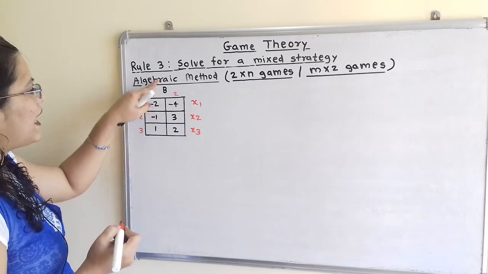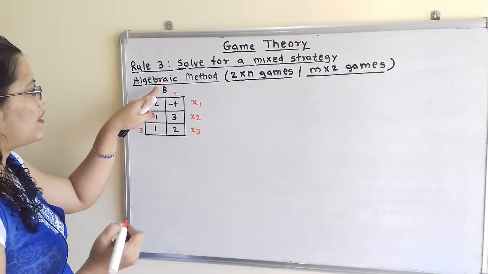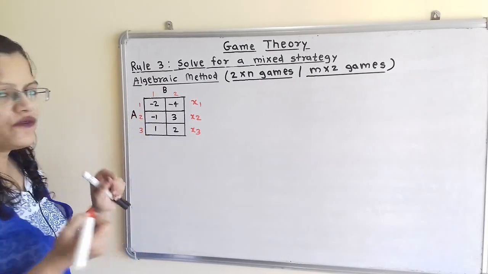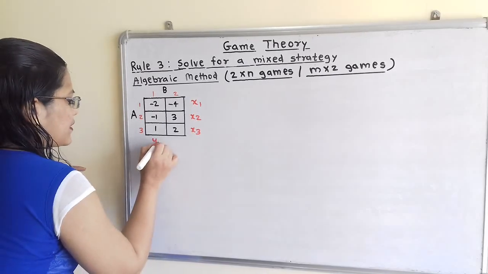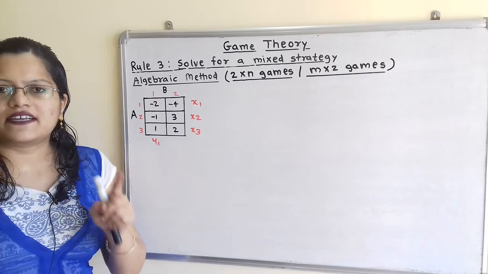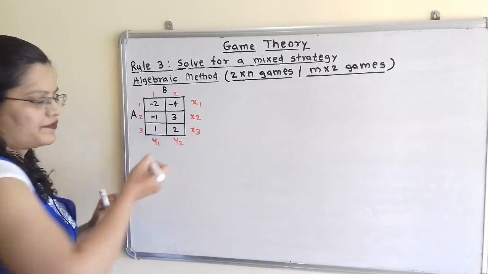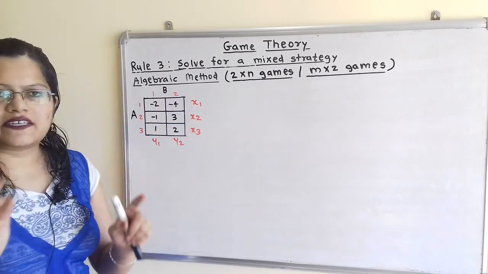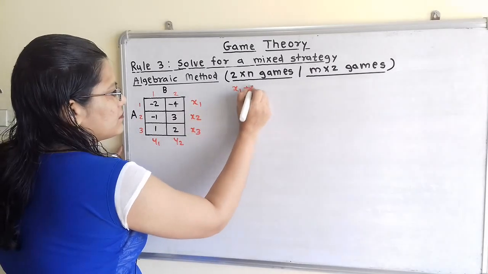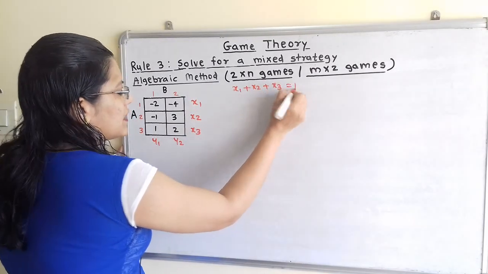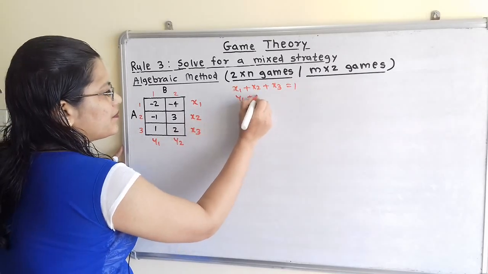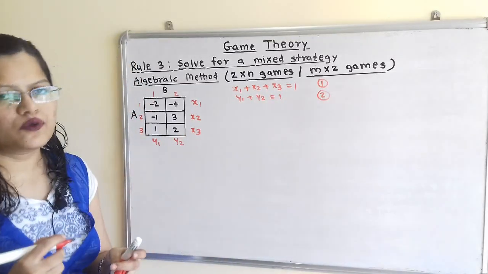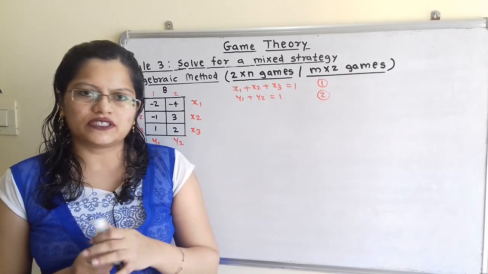In the same way we have to apply the frequency or portion of time for player B. Player B should play strategy 1 for y1 portion of time. Player B should play strategy 2 for y2 portion of time. Now we will write the equations. So x1 plus x2 plus x3 is equal to 1. In the same way, y1 plus y2 is equal to 1. I will assign equation number 1 and equation number 2. Now we will write the other equations also.